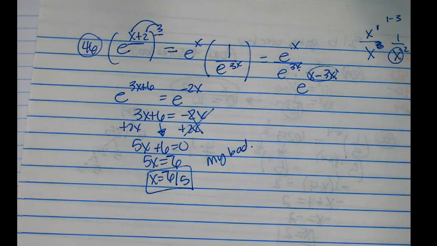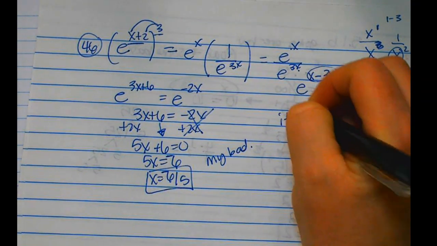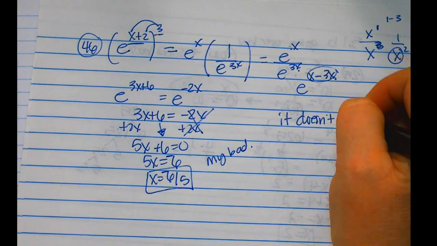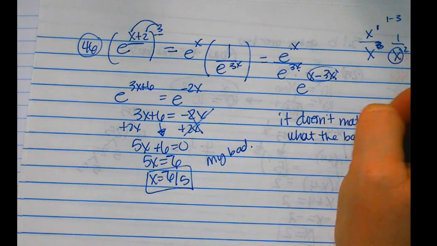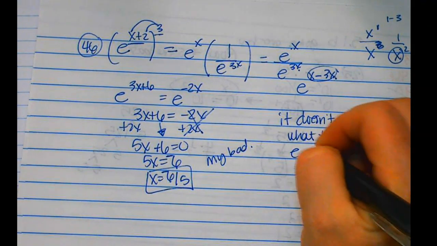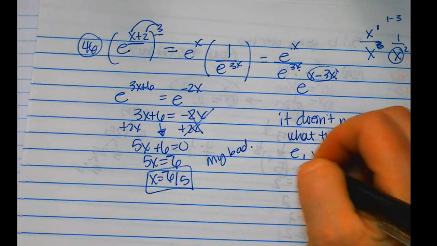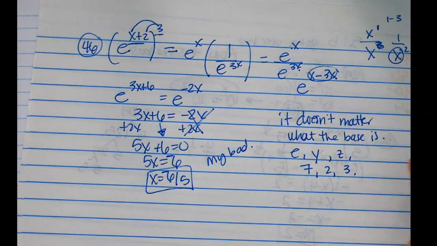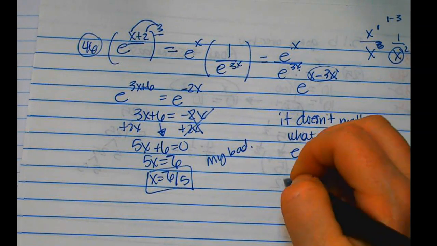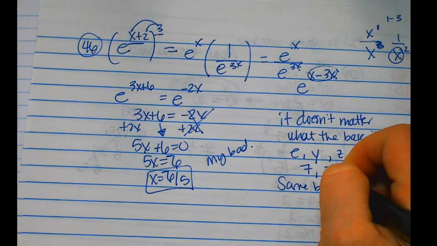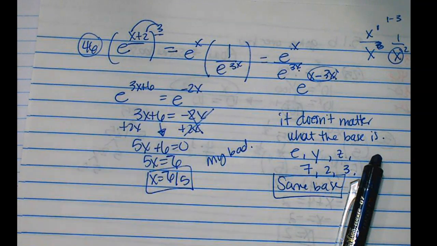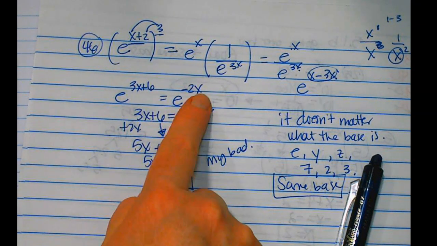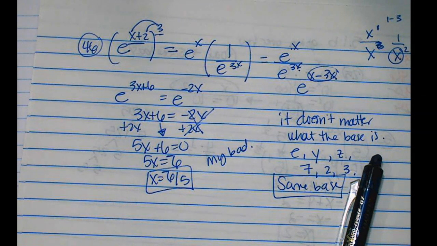So it doesn't matter what the base is. It could be e. It could be y. It could be z. It could be 7. It could be 2. It could be 3. It doesn't matter as long as you have the same base. If you have the same base, then you can do things. You can multiply them and add the exponents. You can divide them and subtract the exponents. You can set them equal to each other and make the exponents equal, as long as you have the same base.